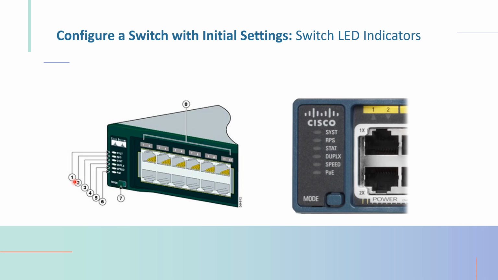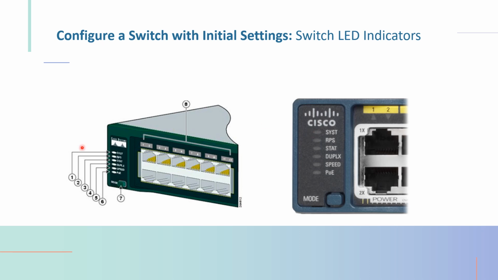We will see what all these LED indicators from 1 to 6 do. The first one stands for the system LED, that's why it's called SYST. It shows whether the system is receiving power and is functioning properly. If the LED is off, the system is not powered on. If the LED is green, the system is operating normally. If the LED is amber, the system is receiving power but is not functioning properly.